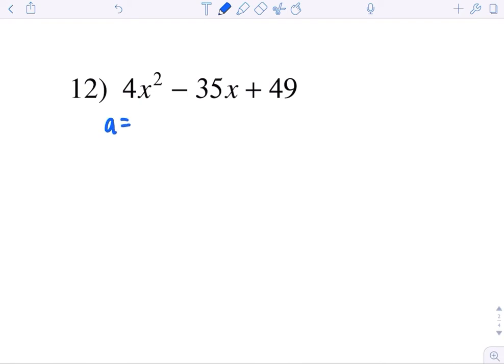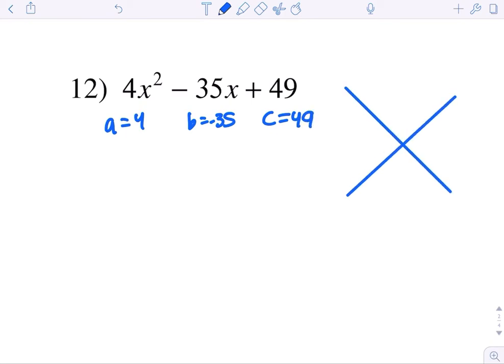A is equal to 4, b is equal to negative 35, and c is equal to 49. A times c, so on top you're going to get 196, on the bottom you're going to get negative 35. So two things that multiply to 196, but when added give you negative 35. That is going to be negative 28 and negative 7.